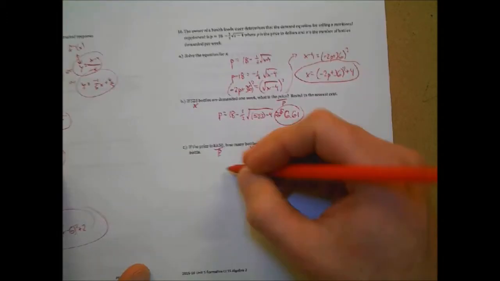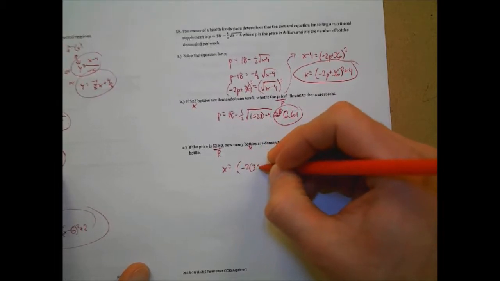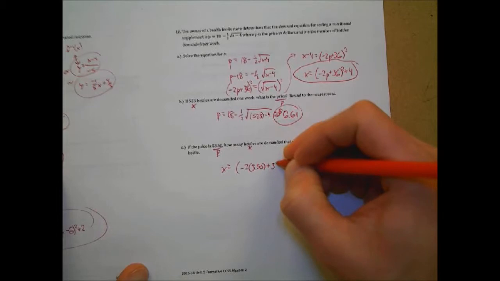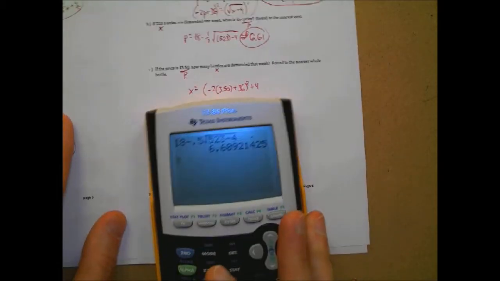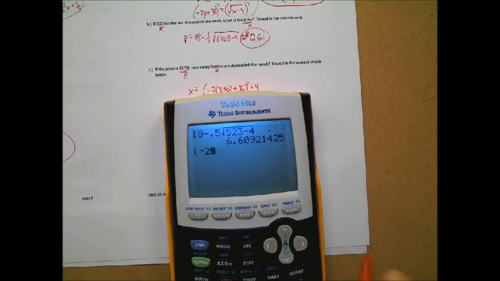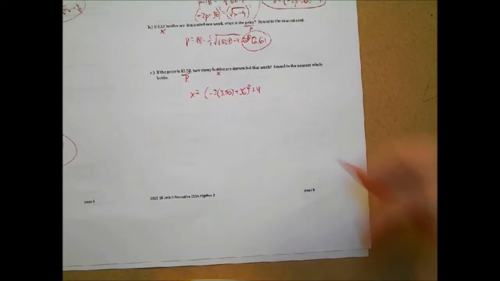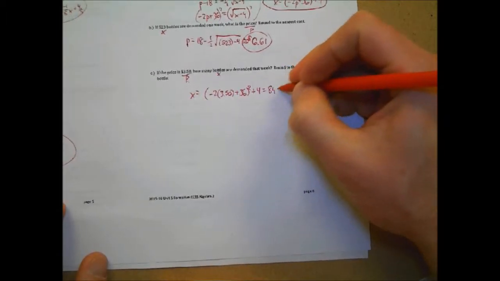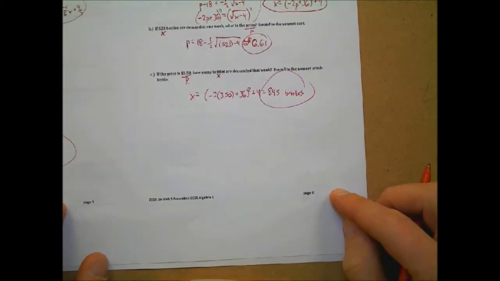So we'll say X equals -2 times $3.50 plus 36 squared plus 4. And again, just type that whole mess in your calculator. $845 bottles is what we would expect. Okay, easy peasy.